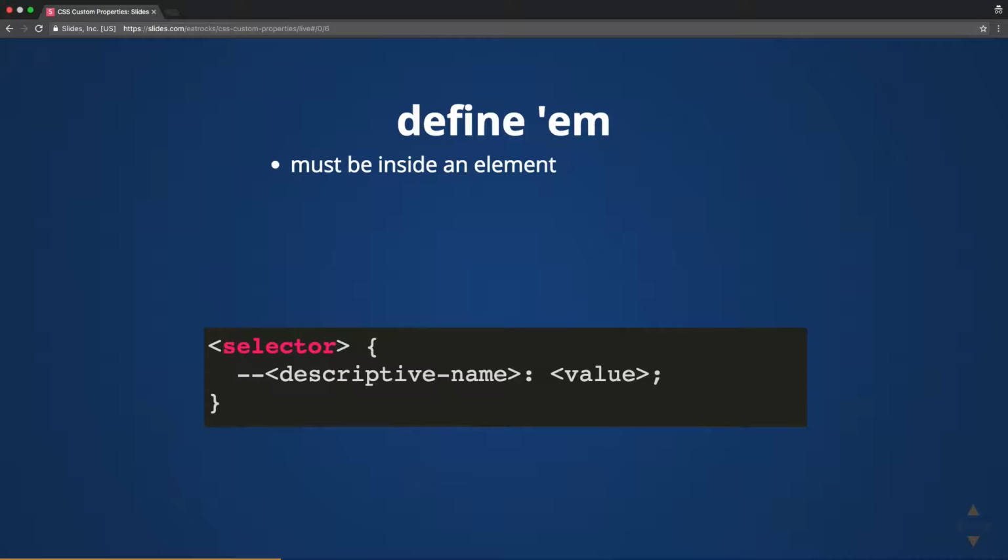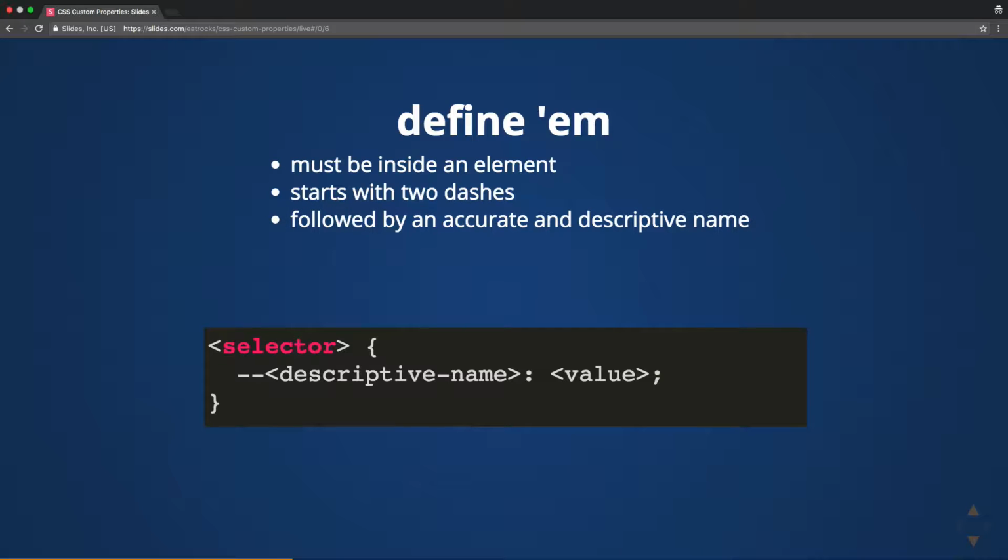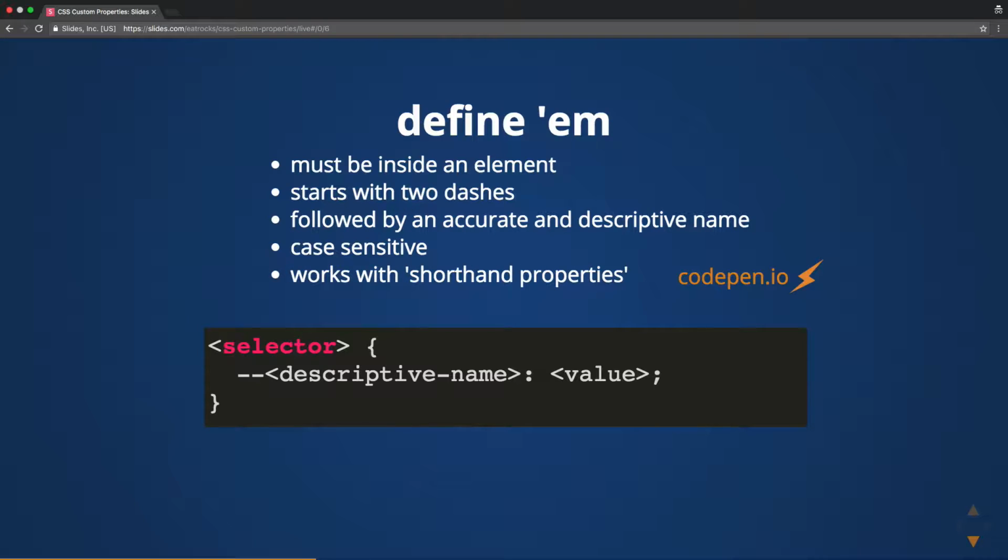Okay, so here are the spec-based rules. They have to be inside an element. I'm pretty sure that's in the spec, but if Matthew says I'm wrong, he's probably right. Starts with two dashes, and then is followed by an accurate and descriptive name, and that is in the spec. Okay, I added that. And they are case sensitive, unlike other CSS properties, so watch out for that. Recommendation from Bruce, just keep them consistent. Let's see, what else? Works with shorthand properties.